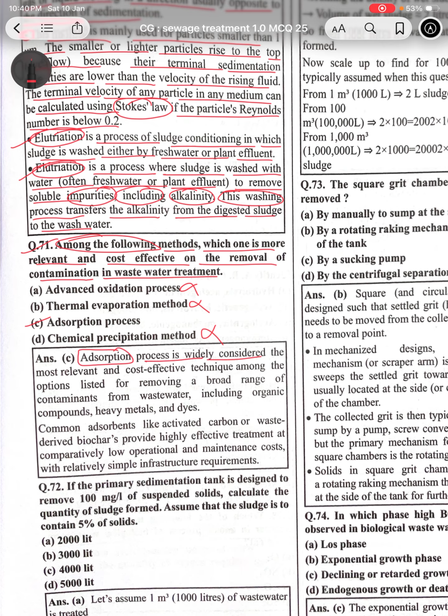Adsorption process is widely considered the most relevant and cost-effective technique among the options listed, removing a broad range of contaminants from wastewater, including organic compounds, heavy metals, and dyes. Common adsorbents like activated carbon or waste-derived biochar provide highly effective treatment at comparatively low operational and maintenance cost, with relatively simple infrastructure required.